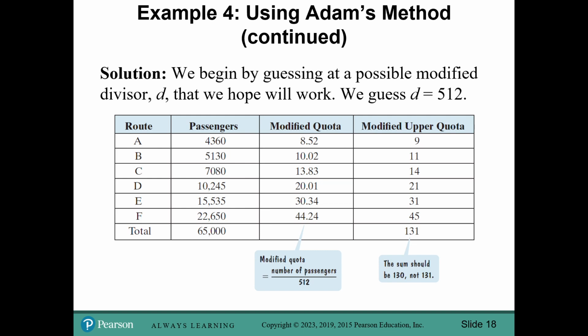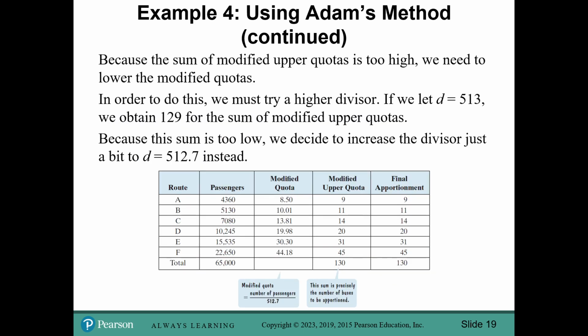The problem that we have here with what we guessed, we just took a random stab at it with this 512. The problem is when we took that guess, we were a little off. We added up to 131, but the sum should be 130. What that means is we're going to have to adjust our divisor a little bit. So, because the sum of the modified quotas is too high, we need to lower the modified quotas. Okay? In order to do this, we need to try a higher divisor.